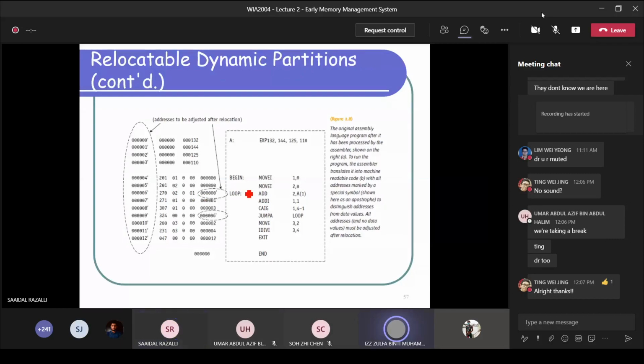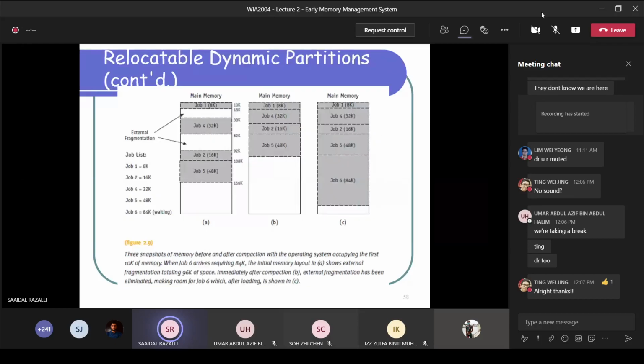Register 1, something like that. And then this one jumps to loop 006, jump back to the loop. The address must be adjusted after relocation. So this is your assembly language.